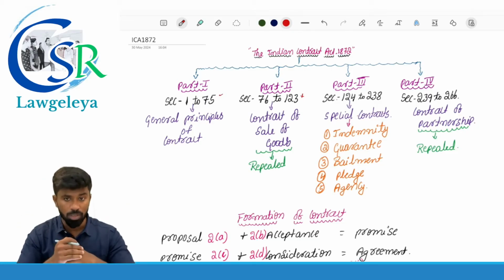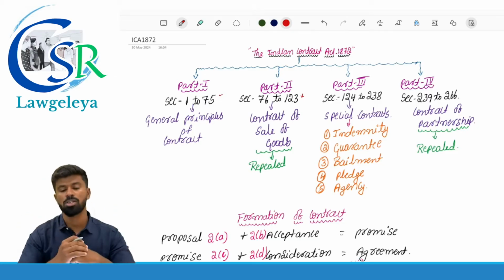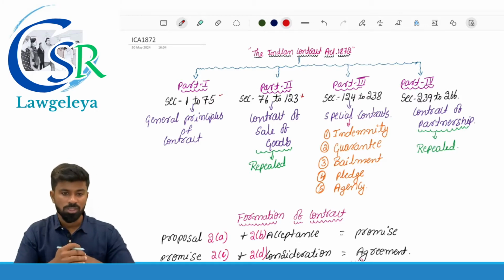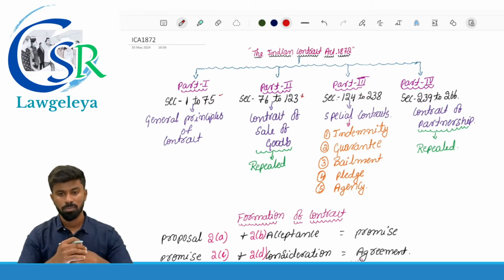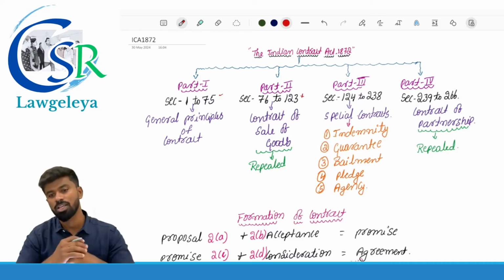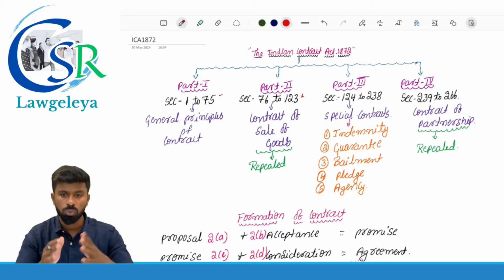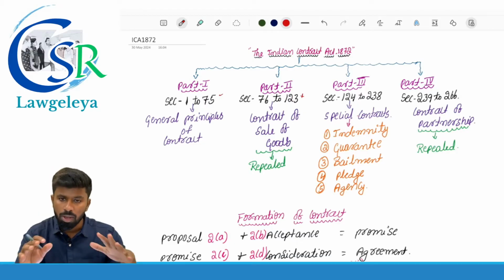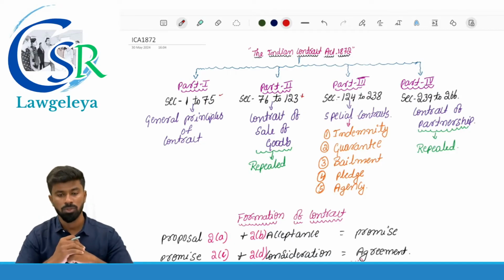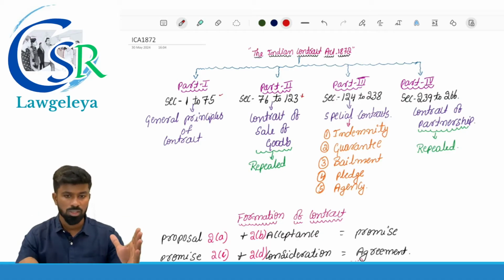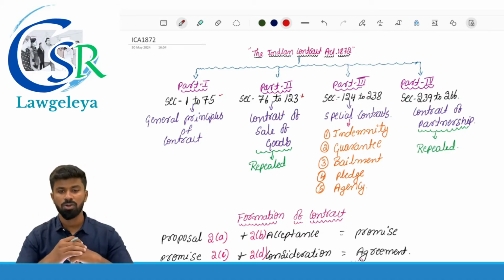Then part 4, covering section number 239 to 266, provided the provisions with respect to contract of partnership. But these provisions were repealed from the Indian Contract Act in the year 1932, and a separate law was made called the Indian Partnership Act 1932. So, section number 239 to 266 is no more a part of the Indian Contract Act 1872. At present, we have section number 1 to 75, which provides general principles of contract, then 124 to 238, which provides the special contracts. So let's start.